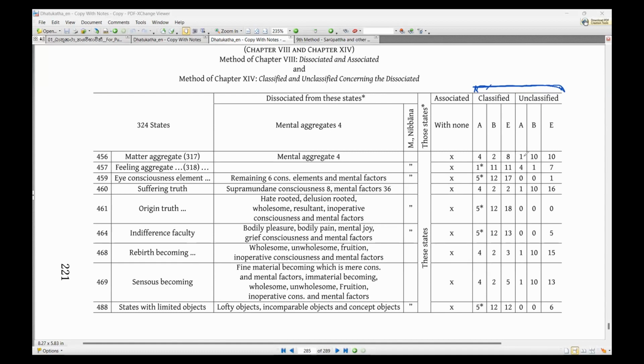And here also it's straightforward. It is unclassified. The 4 mental aggregates are unclassified in 1 aggregate, the Rupakkhandha, and the 10 bases and 10 elements, right? Which are the gross elements and the gross bases.